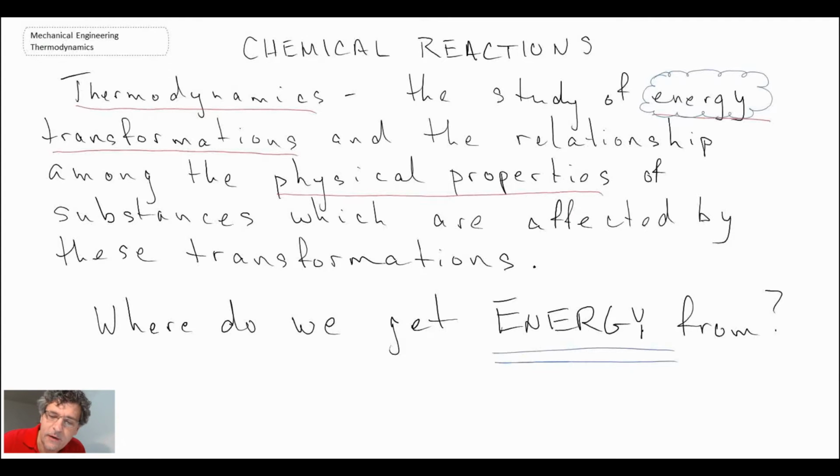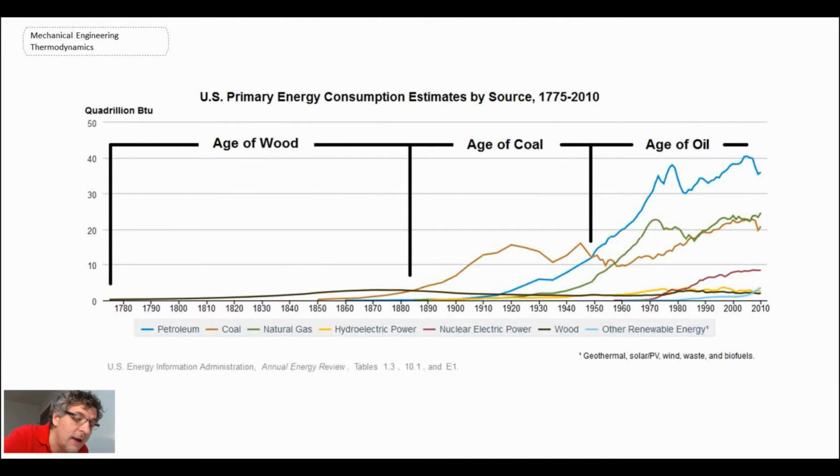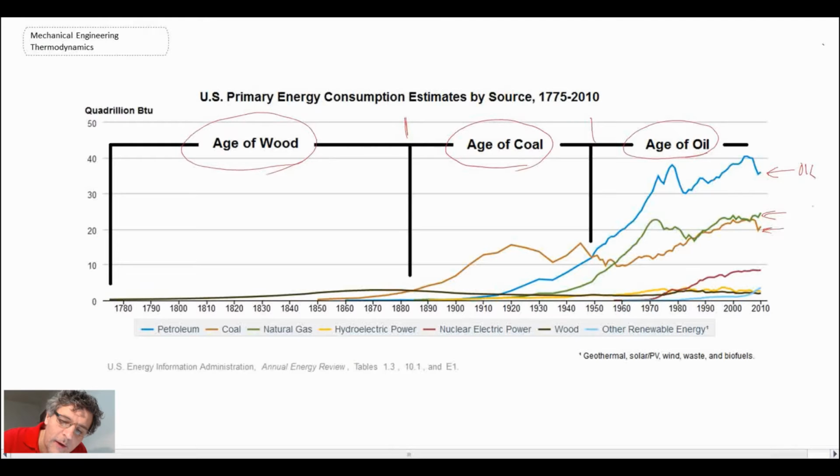And what I'll begin by doing is giving you a slide. This is data that has been prepared by the US government. And what it is showing is primary energy consumption estimates going back to the late 1700s all the way up to 2010. So what we have is oil, gas, and coal. And so you can see those three are right now the primary sources of energy that we are using. Further down we have nuclear, and then we have other sources such as wind, hydro, and other renewable energy sources.